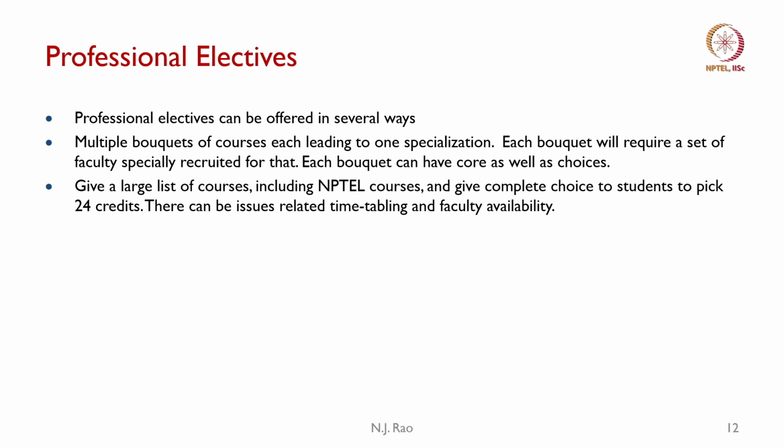And then the third option is to give a large list of courses, including NPTEL courses, and give a complete choice to the student to pick 24 credits from that. If he wants to do whatever he likes to do, then he will pick 24 credits from that list. But of course, when you give that kind of choice, there can be issues related to timetabling and faculty availability. So it all depends on the situation, in what way you want to organize your professional electives.